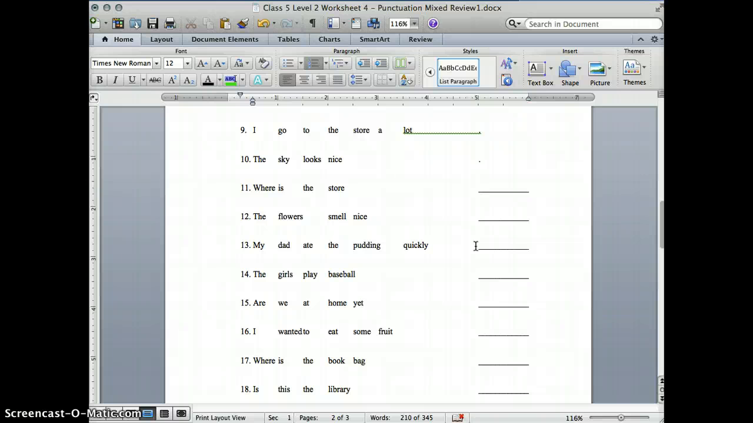So where is the store? This one again has a key word that I want you guys to notice. Where is the store? Is this a question or is this a statement? It is a question, so we're going to put a question mark. But what is that key word that I'm talking about? Exactly, it is where. So just like when, just like how, just like did, whenever you see where at the beginning of a sentence, you're going to know that that sentence is most probably a question.